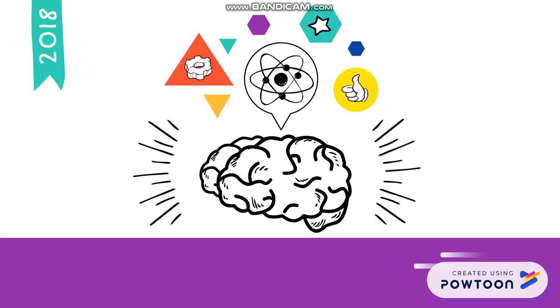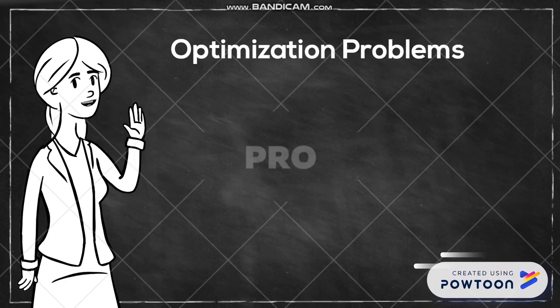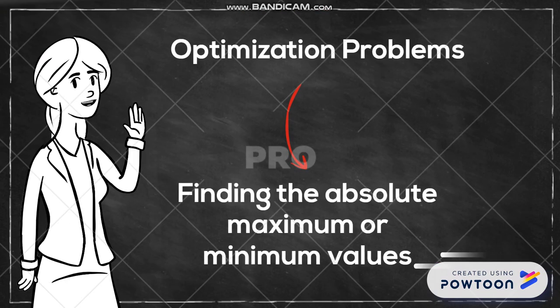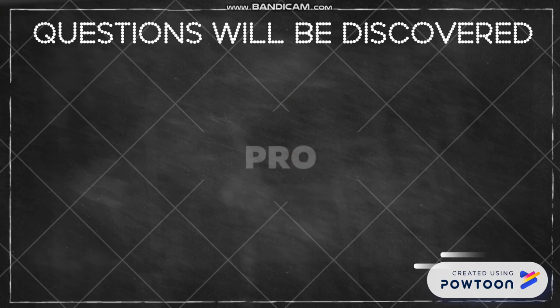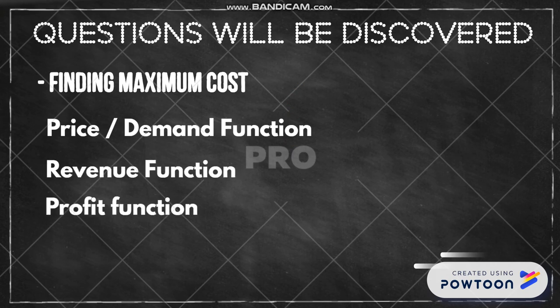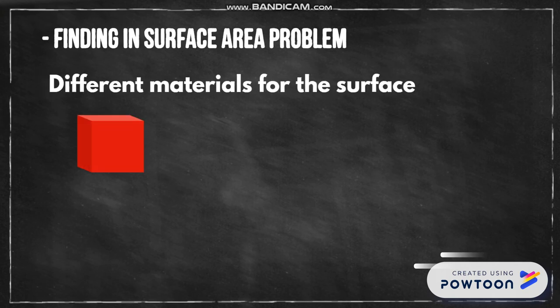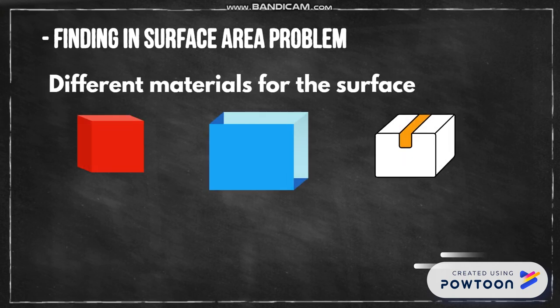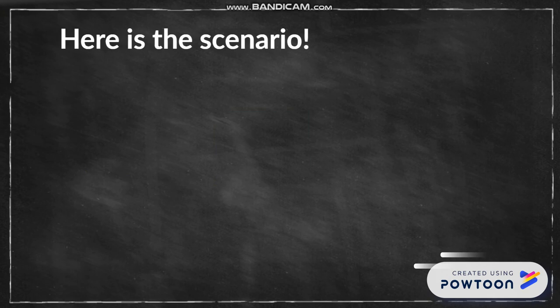Today, we are going to talk about optimization problems. Optimization problems are mostly aimed at finding the absolute maximum or minimum values. The questions in these sections mostly aim at finding maximum profit by determining price, revenue, and profit functions. And then you can solve surface area problems. You will be given different materials for the surface, so we can solve different costs corresponding to materials and how to minimize the cost.